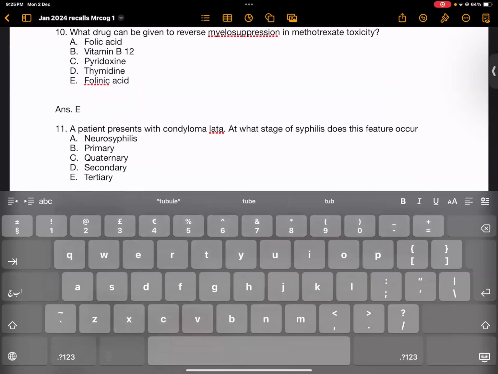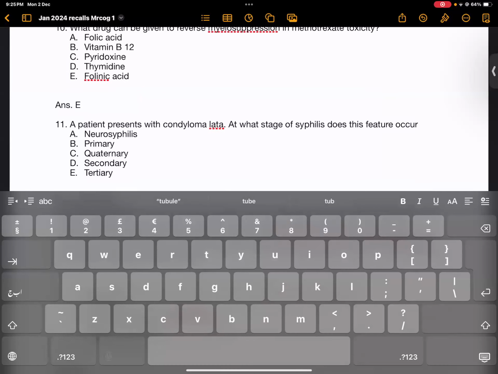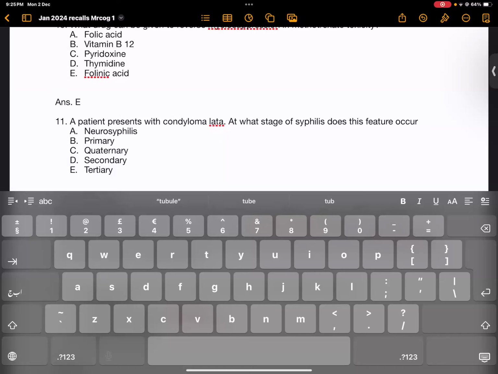Okay. So now a patient presents with condyloma lata. At which stage of syphilis does this feature occur? Now you have to know all the features of all the stages of syphilis. First is primary, then secondary, then tertiary, and in tertiary also neurosyphilis and cardiosyphilis are present. Any guess? When the wart-like lesions, the condyloma, appear in syphilis, at which stage of syphilis?